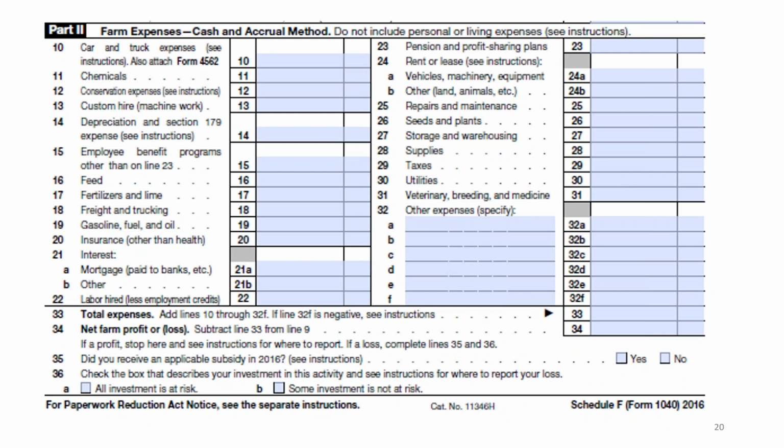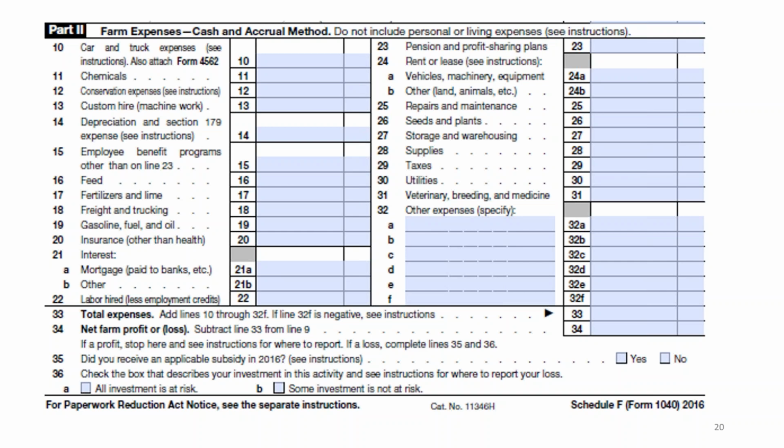On the bottom half of the first page of the Schedule F, we have Part 2, Farm Expenses, using cash and accrual method. Again, just like with the income, take a look at what the IRS has as the categories, and then set up your categories in a way that they easily feed into it.